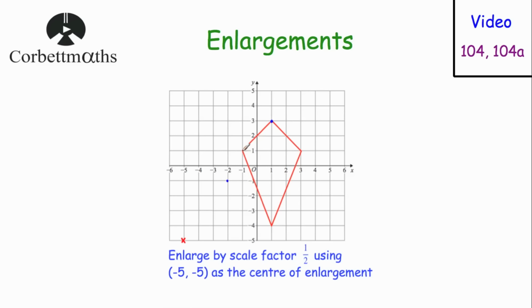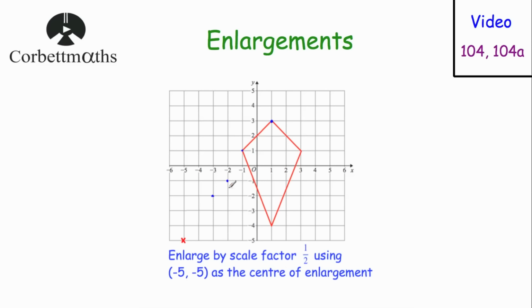Okay, now let's look at the left-hand side of the kite here. This point is 1, 2, 3, 4 squares to the right, and 1, 2, 3, 4, 5, 6 squares upwards. So we're going to half those distances. Instead of going 4 squares to the right, we're going to go 2 squares to the right, 1, 2. And instead of going 6 up, we're going to go 3 up, 1, 2, 3. So that means the left-hand side of the kite will move to here.